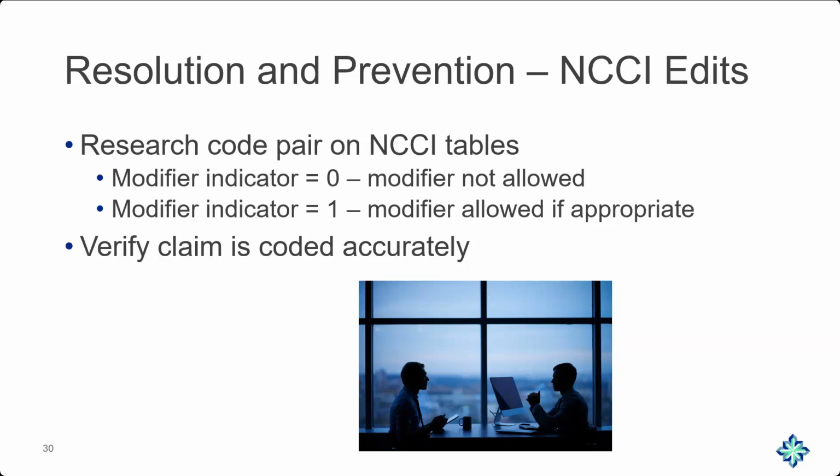If there's an indicator of a 1, that means you could use a modifier with the procedure-to-procedure code pair if and when it was appropriate. After you've reviewed the edit, if your claim is not billed correctly, you can adjust it to correct it.